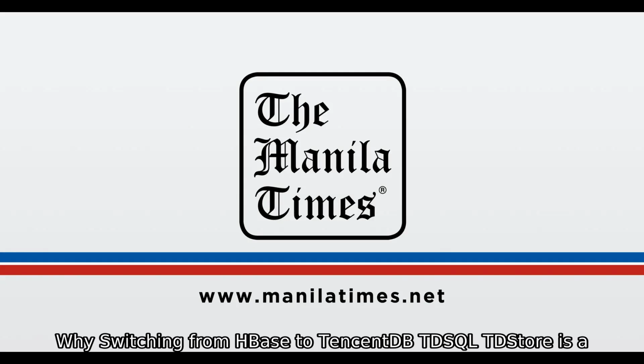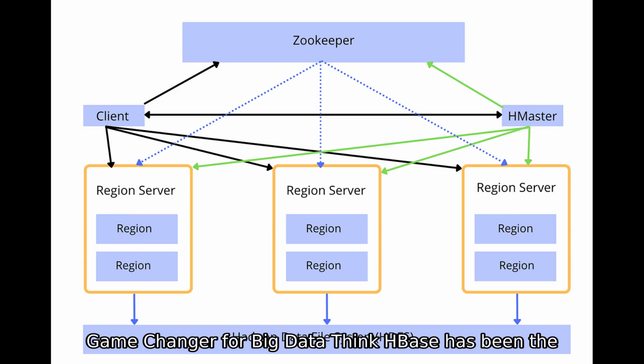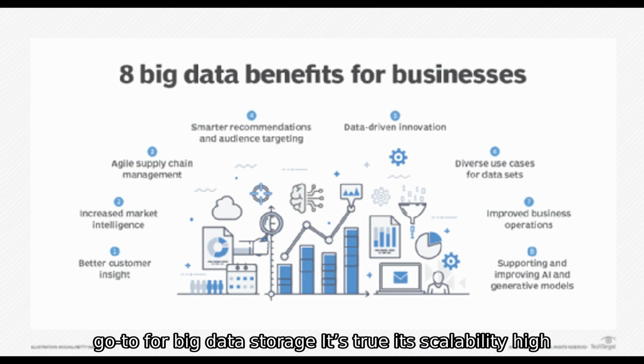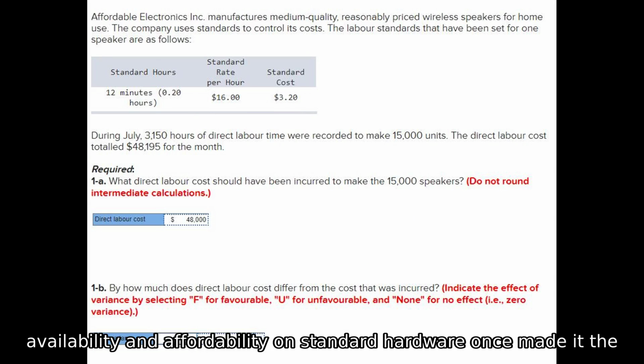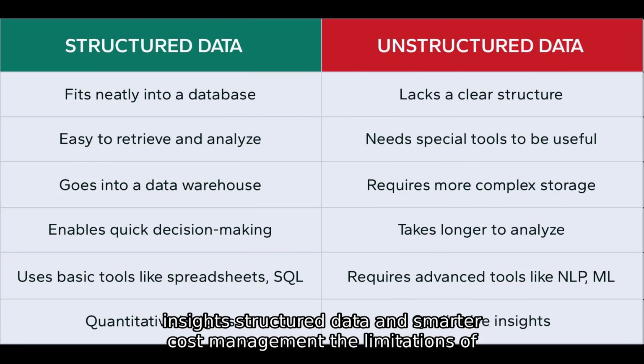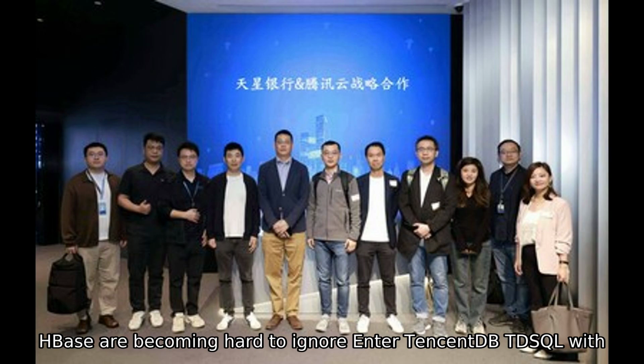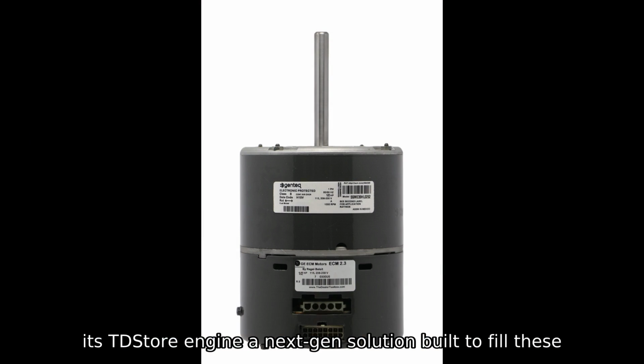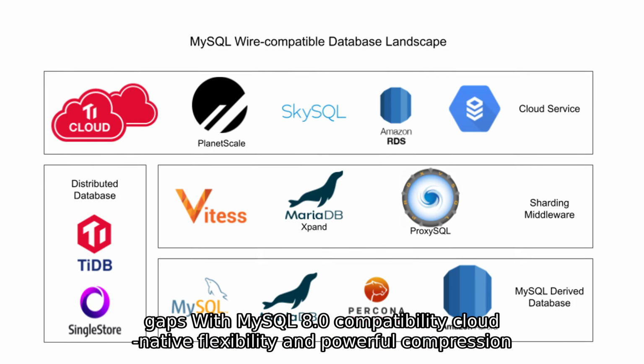Why switching from HBase to TencentDB TDSQL TDStore is a game changer for big data. Think HBase has been the go-to for big data storage? It's true. Its scalability, high availability, and affordability on standard hardware once made it the darling of data teams. But as businesses evolve, demanding real-time insights, structured data, and smarter cost management, the limitations of HBase are becoming hard to ignore. Enter TencentDB TDSQL with its TDStore engine, a next-gen solution built to fill these gaps.